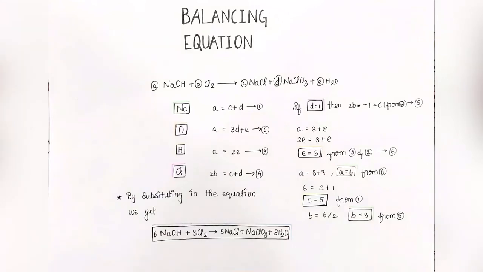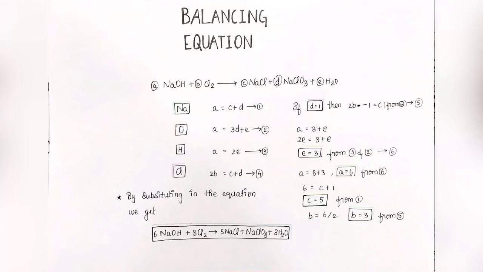And for oxygen, the atomicity on the reactant side is A and the atomicity on the product side is 3D plus E. So A equal to 3D plus E is taken as the second equation. And for hydrogen, the atomicity on the reactant side is A and the atomicity on the product side is 2E. So A equal to 2E is taken as the third equation. And for chlorine, the atomicity on the reactant side is 2B and the atomicity on the product side is C plus D, which is taken as the fourth equation.